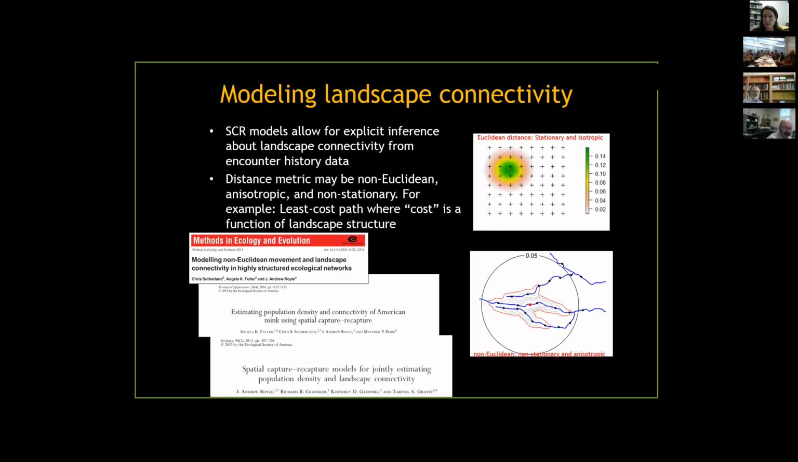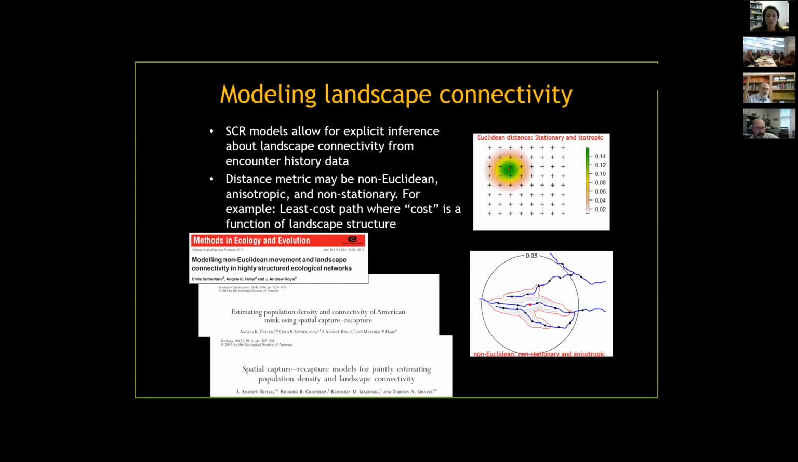Now, I said earlier that the SCR model was a model for detection probability that was usually based on a Euclidean distance model that relates the sample locations to the latent variable, or the home range center. But that distance metric can be non-Euclidean. So for example, it can be based on least cost path, where the cost is a function of some kind of landscape structure. So now we're moving away from this kind of simplistic space use model to have a more realistic space use model. For example, here, this is the Euclidean distance model, and you can see that it's stationary and circular. But if we allow the encounter probability model to be non-Euclidean, you can see that it starts to take on the structure of the landscape, for example.